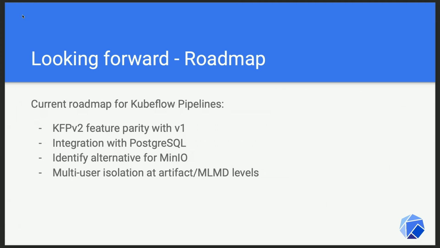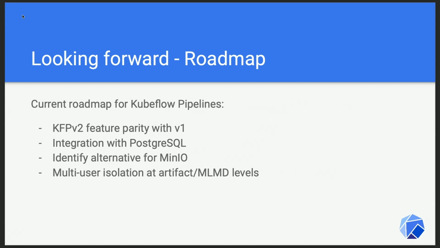So since KFP v2 has been created, we are going to look forward and look at what our next step is. So currently our roadmap for KFP is to provide KFP v2 feature parity with v1. We have already accomplished the critical user journeys in KFP v2, but there is some functionality that is unique in v1 that we want to provide feature parity for, or find an alternative for in KFP v2. So that is something that post-GA we want to achieve.